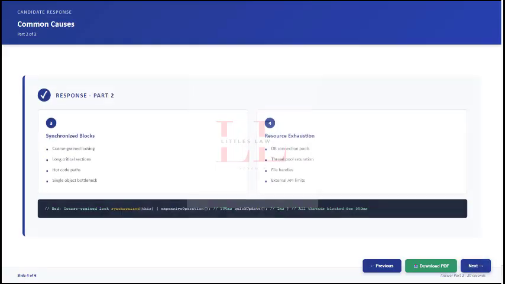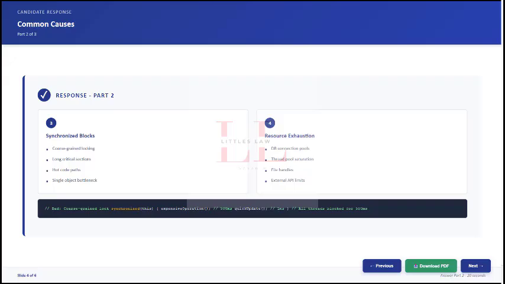So moving on to the answer part 2. Now, what causes contention? Most commonly it's synchronized blocks that are too coarse grained. Developers will wrap a large chunk of code in a synchronized block, and that code might take half a second to execute. During that half second, every other thread that needs that same lock is blocked and waiting.